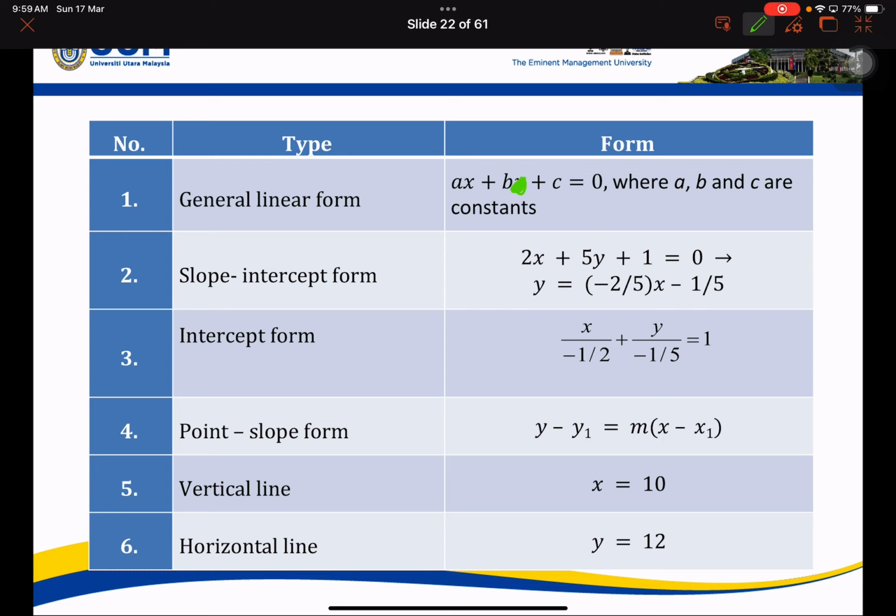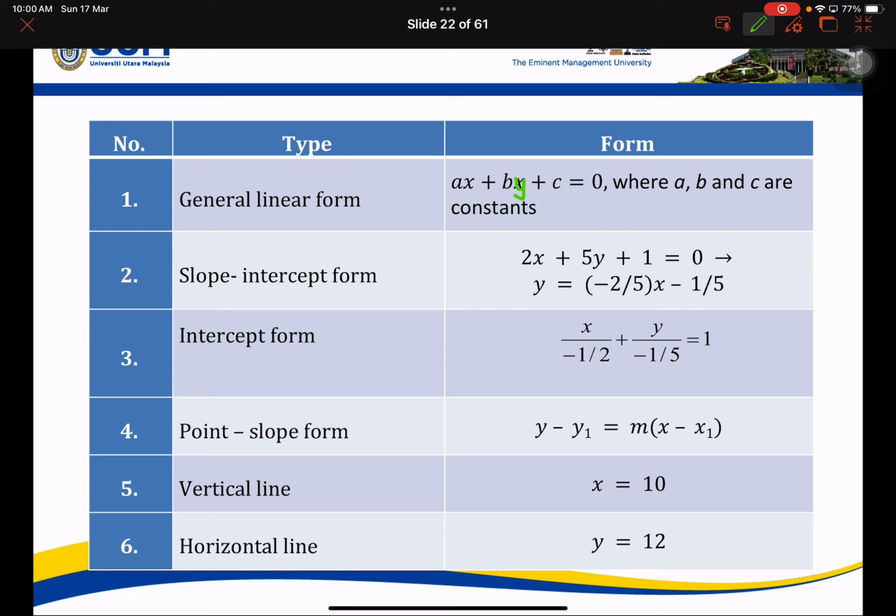Second one, slope intercept form. What is this one? Oh, that one is by. Can you see there? Like here we have 2x plus 5y plus 1 equals 0, right? So this one should be y. No? Okay, and second one, slope intercept form. We have y equals minus 2 over 5 x minus 1 over 5. So this one is like y equals mx plus c there.